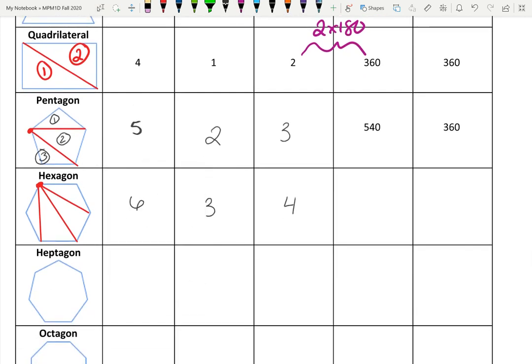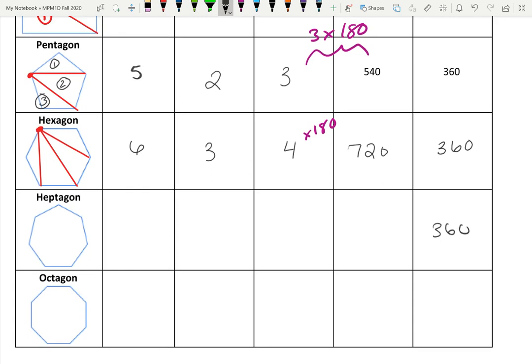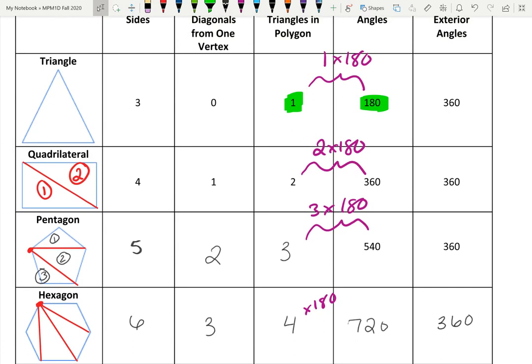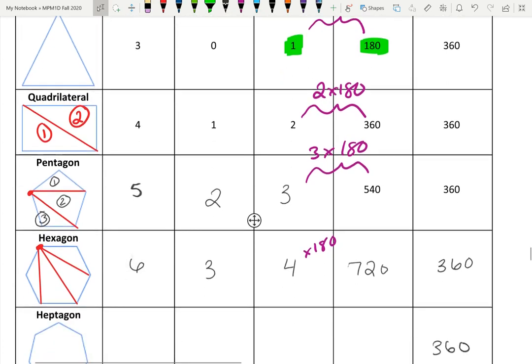Okay, next, 3 times 180 is equal to 540. So let's do this over here. So 4 times 180 is 720. And I'm just going to let you know now that all polygons have a sum of exterior angles that are 360 degrees. Okay, so this column we can actually just fill in. Okay, all polygons have a sum of exterior angles equal to 360.